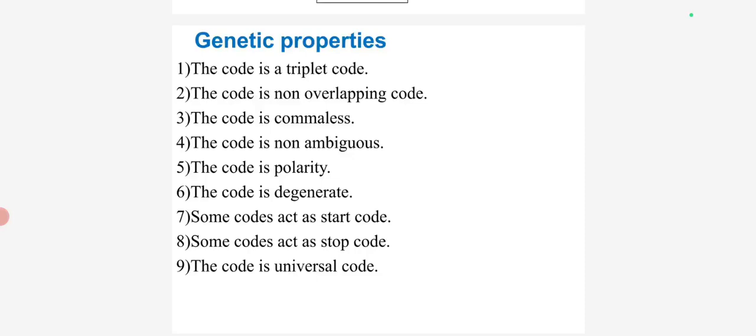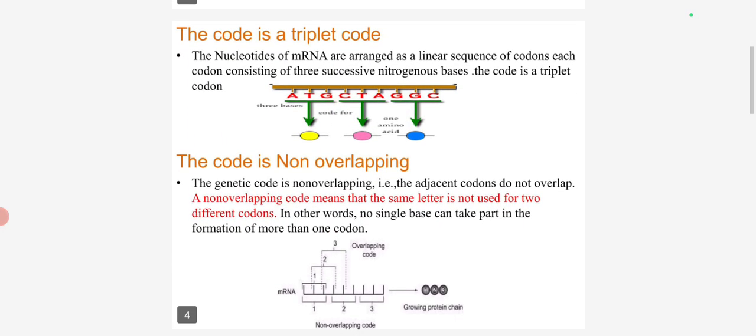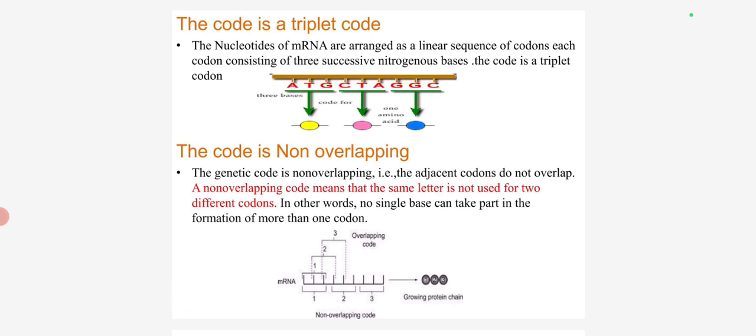Now briefly we can discuss it. First one, the code is a triplet code. The code is a triplet code means the nucleotides of mRNA are arranged as a linear sequence of codons. Each codon consists of three successive nitrogenous bases. The code is a triplet code.